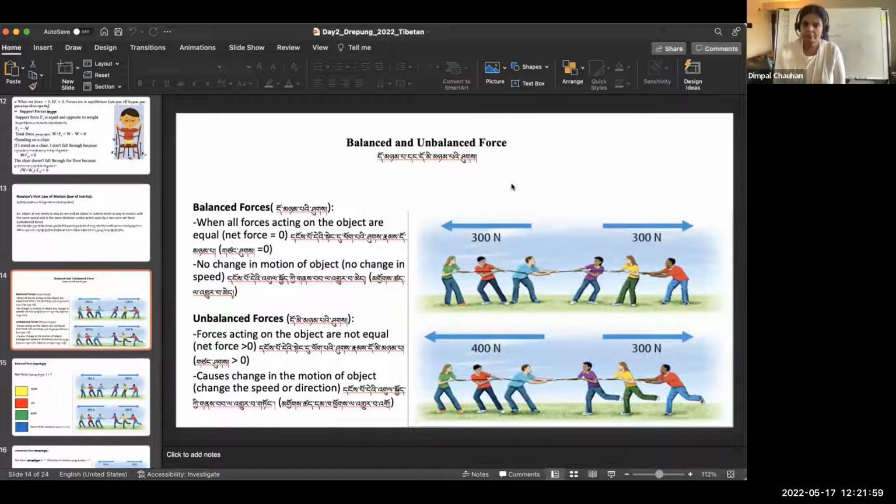Right. Yes, the team on the left will win, right? Because it has greater force. So everything will be dragged to that side.